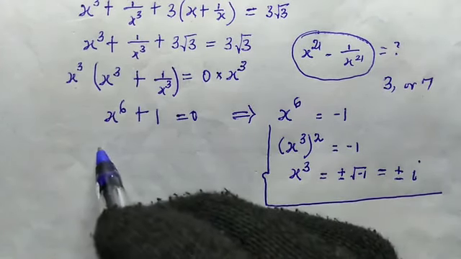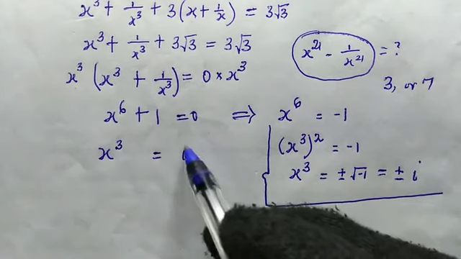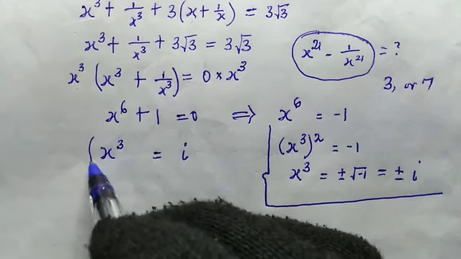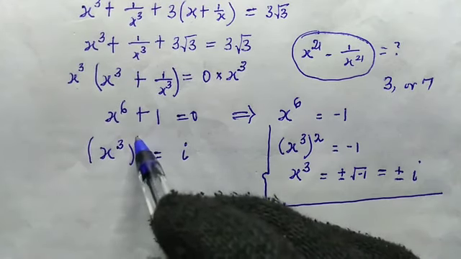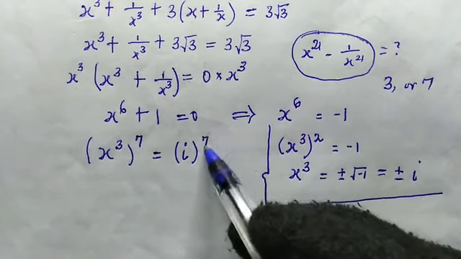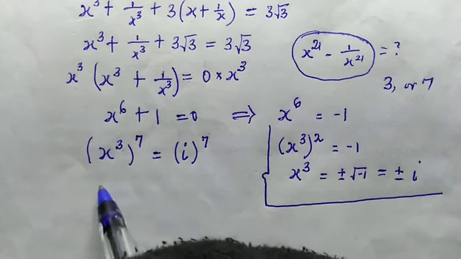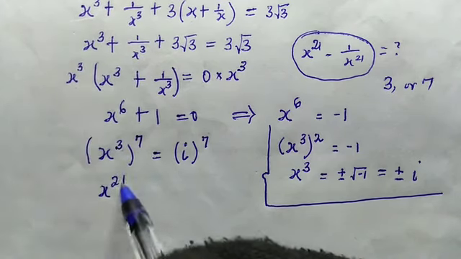So far we have x to the power of 3 equal to, let's use the positive i. Then let's go ahead and raise both sides to the power of 7, and here to the power of 7. From here, both of these will multiply together. We have x to the power of 21.